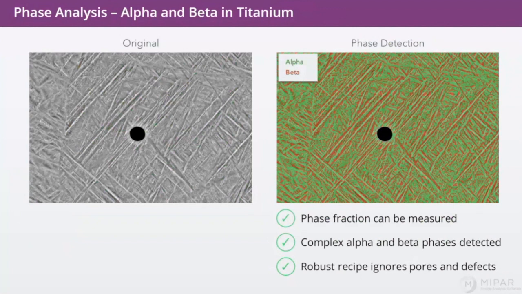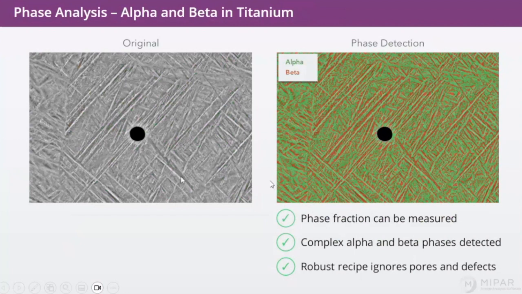Another phase analysis problem here, where the challenge was to quantify the alpha and beta phases in titanium, while also ignoring the pores. The results you can see here on the right are again very precise and very robust. You can see that the complex phases were correctly identified. The pore was excluded from the analysis, and the recipe ignores any other pores or defects.